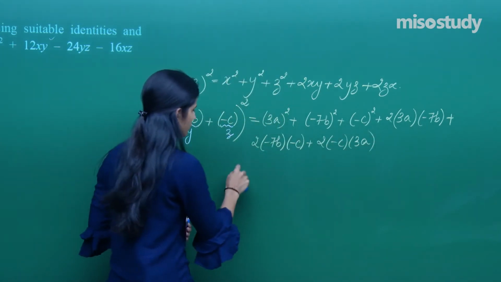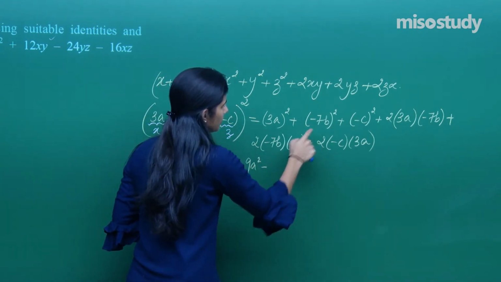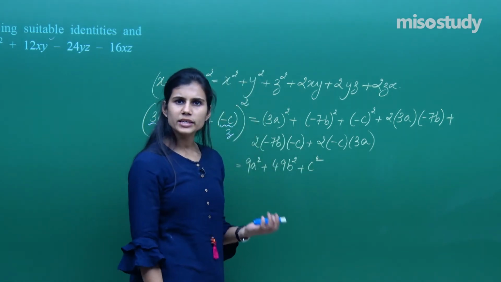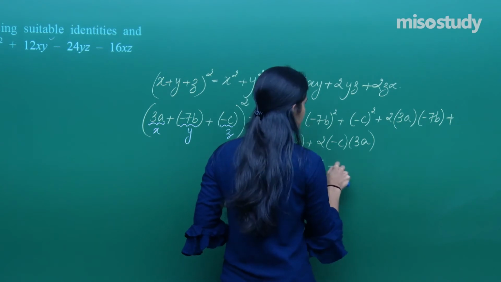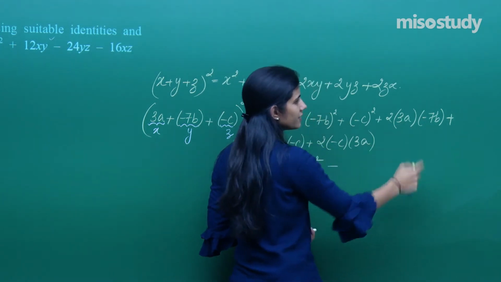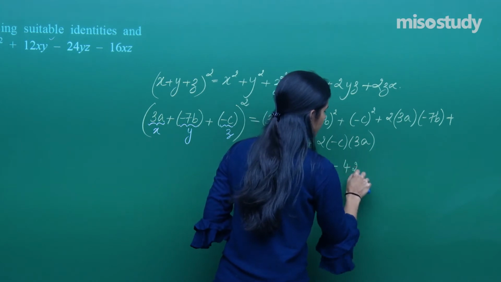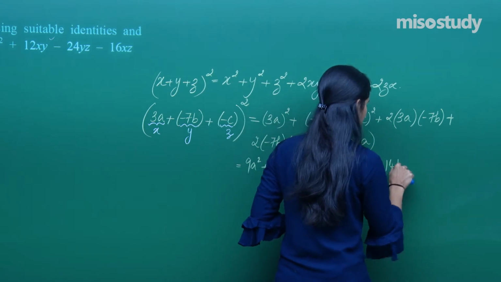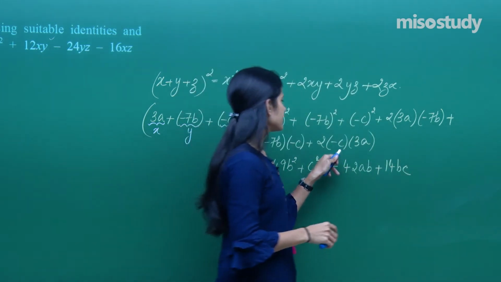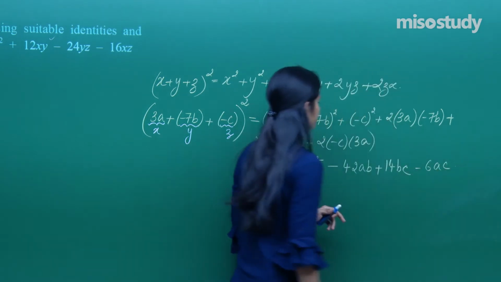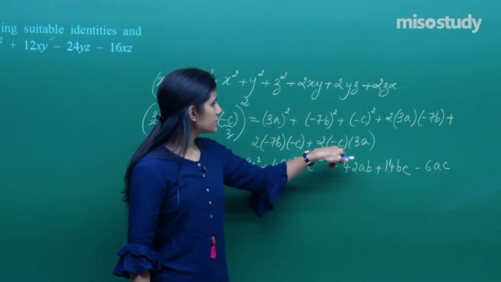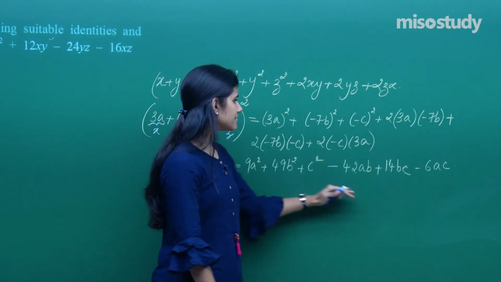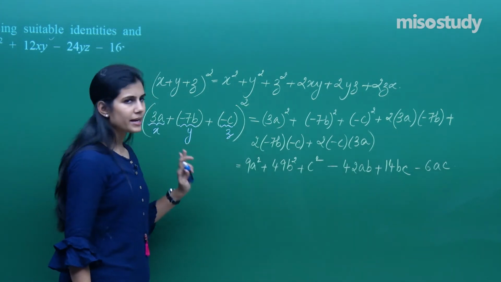x. So this becomes 9a square plus 49b square plus c square, because minus c whole square is the same as c square. This is minus 7 into 3 is 21, 21 into 2 is 42, so minus 42ab. Here you have plus 14bc and here you have minus 6ac. Right? 3 into 2 is 6, minus 6ac; 7 into 2 is 14, plus 14bc; and this is minus 42ab. This is the expansion of (3a minus 7b minus c) whole square.